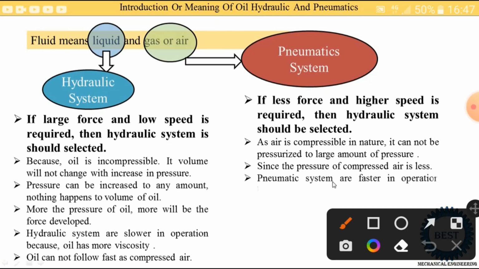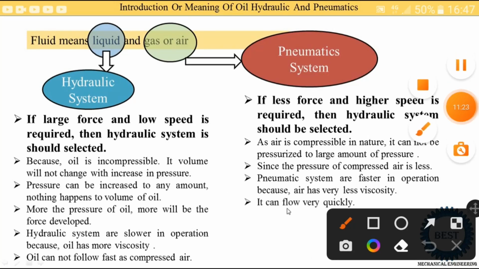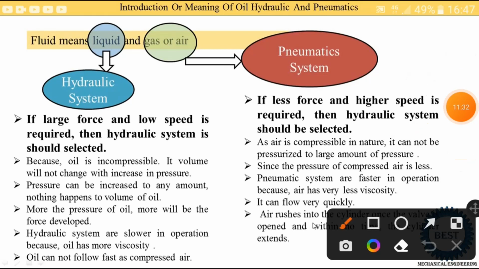Pneumatic systems are faster in operation because air has very low viscosity. With low viscosity, it flows at very high speeds, so its operation is also faster. And in a hydraulic system it is low speed. Air can flow very quickly because its viscosity is less, and it moves with higher velocities. When the cylinder is extended, meaning when we open the outlet valve, the air quickly moves and fills the cylinders. It is a quick process.